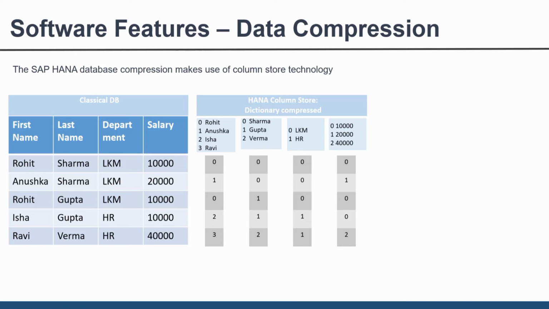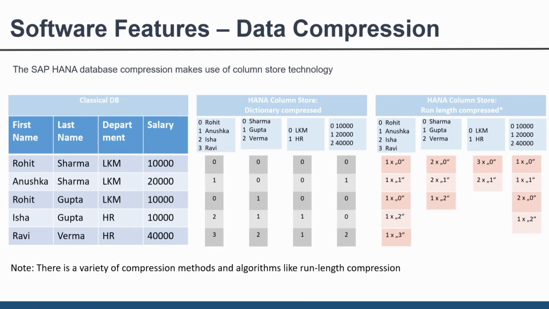Another compression algorithm you can see over here is a run length compression. So what happens in this case is, this is a further compression which happens on top of dictionary compression. So in this case, you can see first column how it is stored. First value is Rohit, which has index 0. So it will say 0 is appearing for one time.